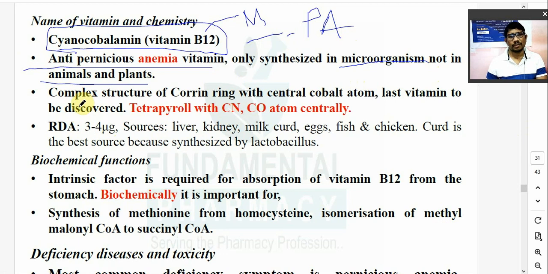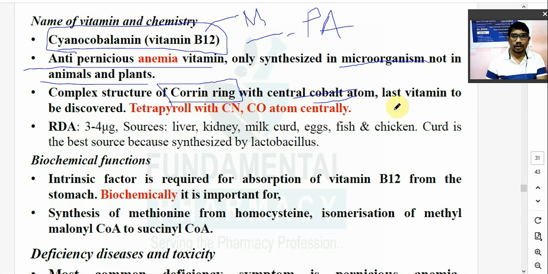Now it has a very complex structure. It consists of a corrin ring. Which ring does it have? A corrin ring with a central cobalt atom. The cobalt atom is placed centrally. After that there is also a cyanide ion. After that there is a tetrapyrrole, 4 pyrrole groups also. So that whole ring is known as a corrin ring.